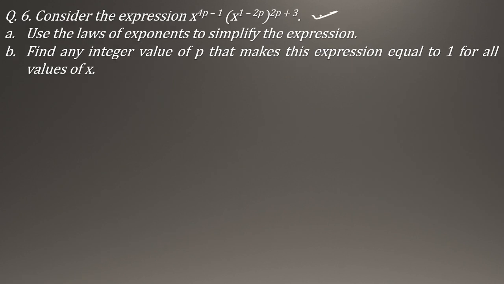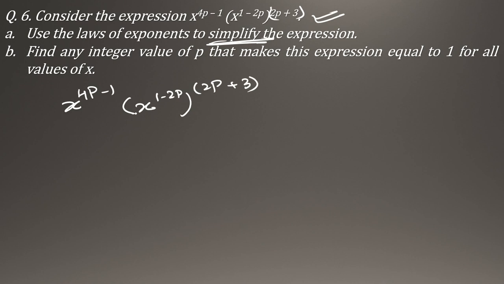Okay, now next is consider the expression. Now this type of question you will have to be a little careful. See what they are asking here. First is simplify. So how you will simplify this? And this is the complete power. Okay, 2p plus 3. So x to the power 4p minus 1 times x to the power 1 minus 2p, to the whole power 2p plus 3. Now what you can see here?